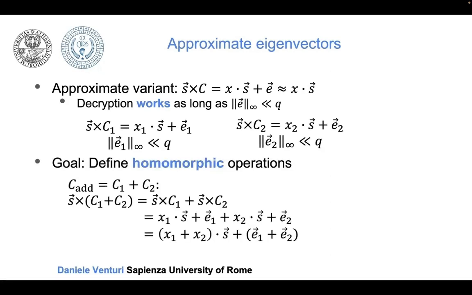Now, if I do the addition, which was what I was doing before, I just add the matrices. What happens? If you do the math, you get the last equation here: S times the sum of the matrices is equal to the sum of the eigenvalues times S, which is the eigenvector, plus some noise. The noise is different though. The initial noise was E1 for C1, E2 for C2, and now the new noise is E1 plus E2.